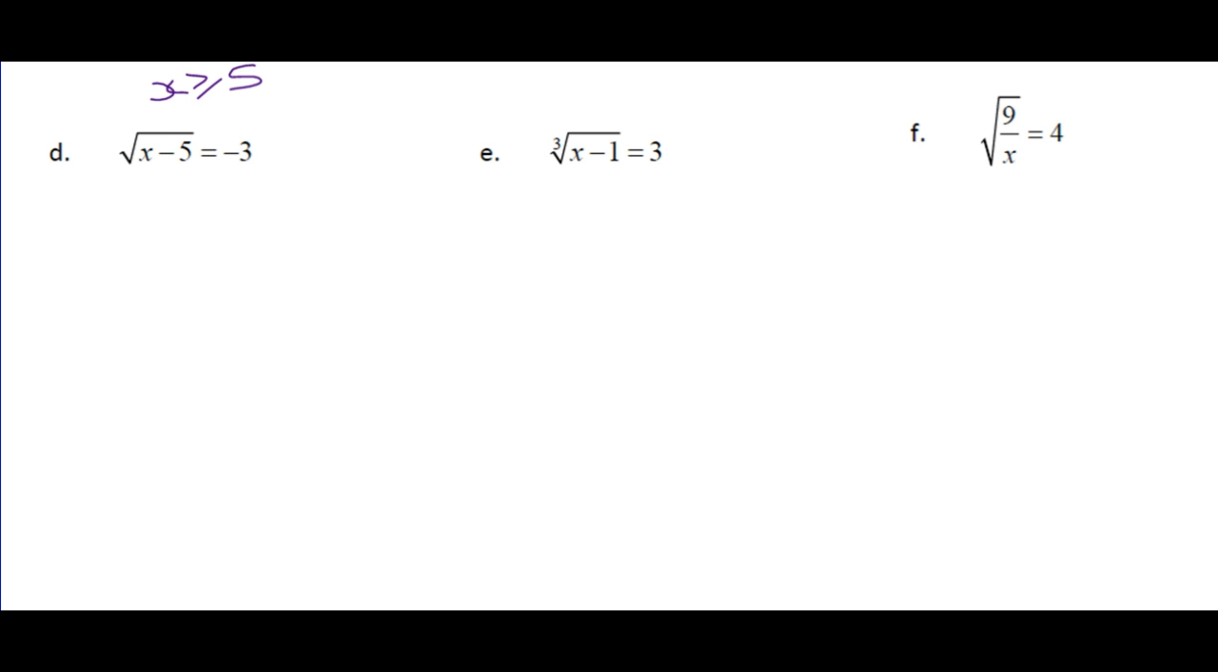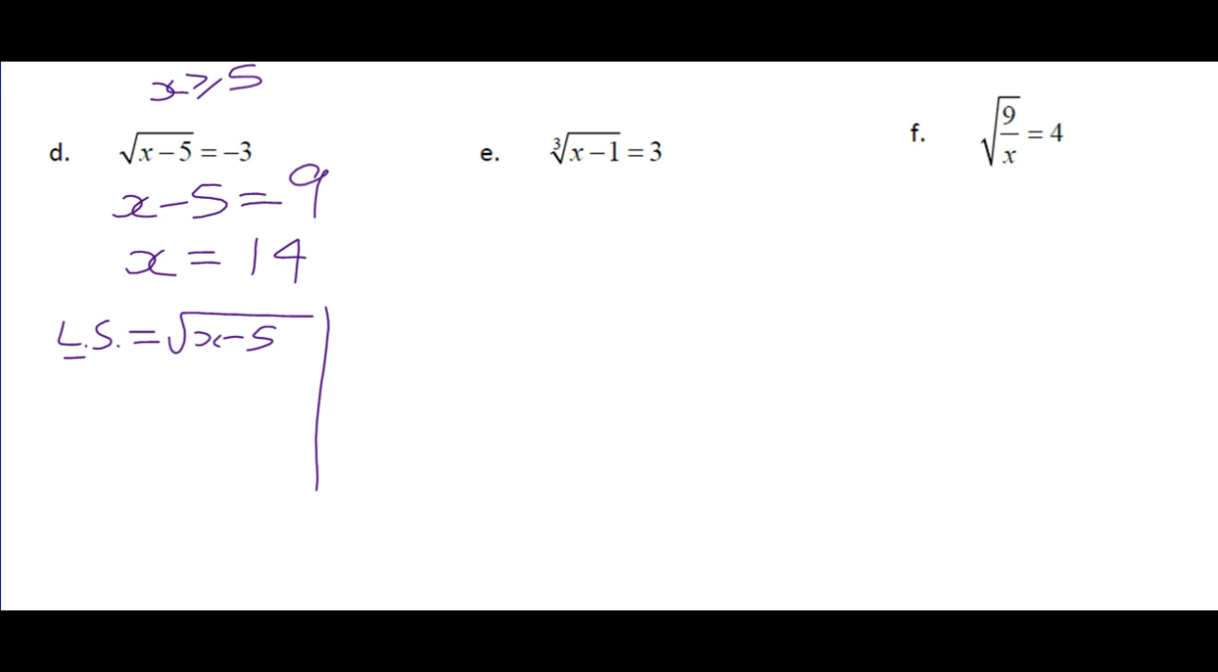Okay, so what do we do? And what do we get? 9. Okay, then what do we do to solve? Add 5. Okay, let's check. So this is equal to the square root of 14 minus 5, which is square root 9. And what's the square root of 9? 3. So what do we say?